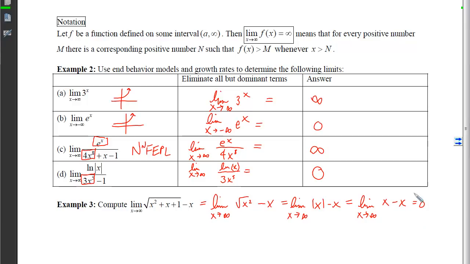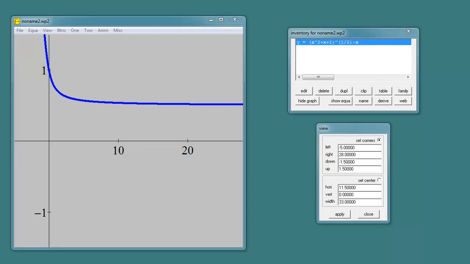Most people will follow that logic and think they have the right answer, and then they might go to their calculators or their graphs to double check. So we're going to go look at that. Let me get it up. If we look at this picture, you can see that I've graphed y equals the square root of x squared plus x plus 1 minus x, and we don't really seem to be getting close to 0. Instead, we seem to be getting close to something else.